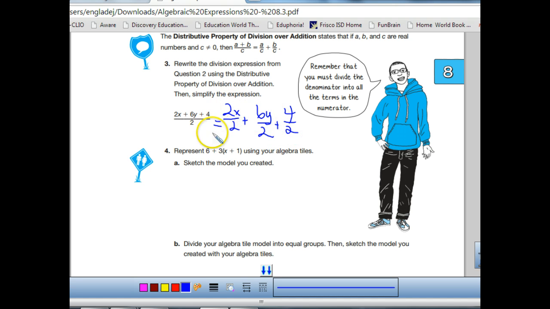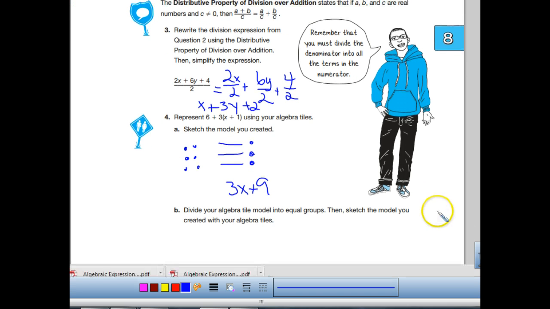So what is 2x cut up into 2 groups? That's just x, right? Well, what is 6y when I divide it into 2 groups? That's 3y. And then what is 4 divided by 2? That's 2. Represent 6 plus 3 times the quantity x plus 1 using your algebra tiles. All right, so I think at this point we could probably just sketch this out, right? So 6, and then we have 3 groups of x plus 1. So here's x plus 1, here's another group of x plus 1, here's another group of x plus 1. So what do we have all together? We have 3x plus 9, don't we? We have 3x plus 9.